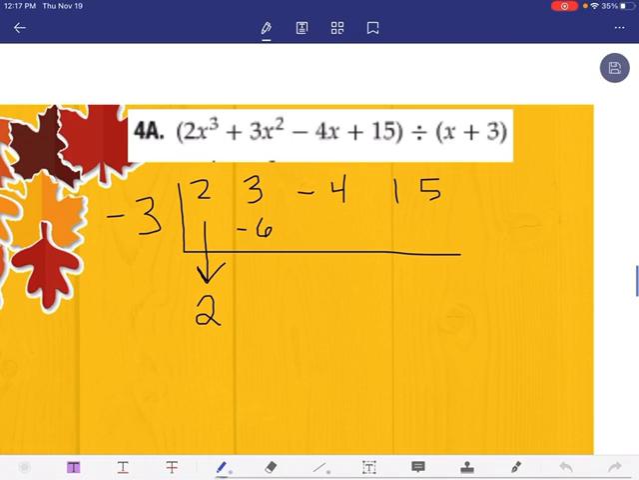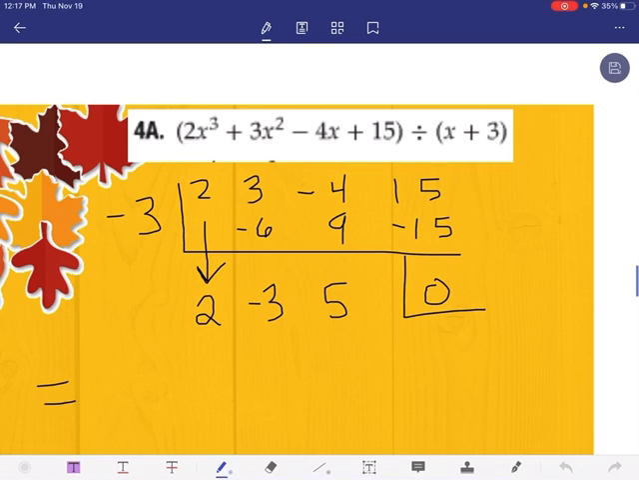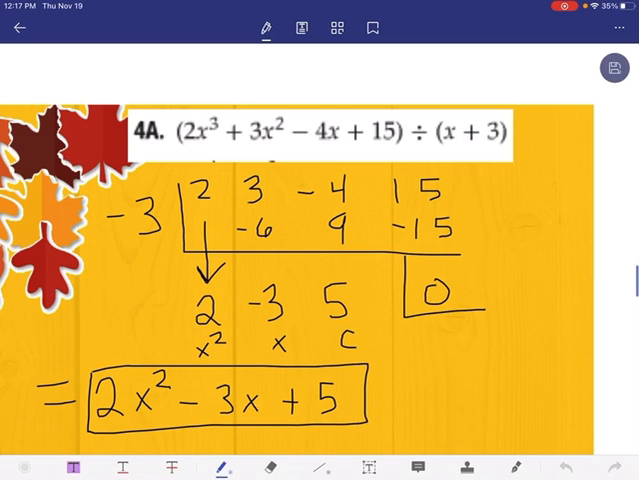3 plus -6 gives us -3. -3 times -3 is going to give us a positive 9. 9 plus -4 is going to give us 5. 5 times -3 gives us -15. -15 plus 15 gives us 0. So the same way, 0 is going to be our remainder. Again, this is going to be our constant, x, x squared. So we get 2x squared minus 3x plus 5 as our final answer.